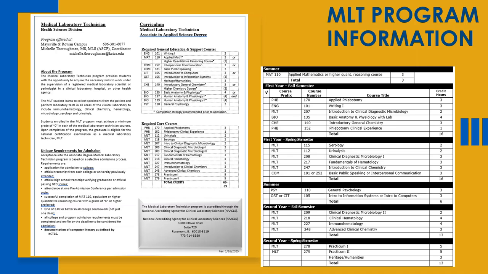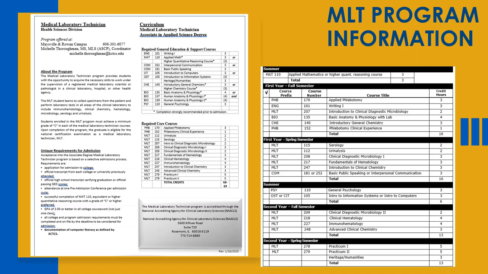Our general education courses consist of English 101, Math 110 or higher, a communications course, a computers course, a heritage humanities course, introductory to general chemistry, Bio 135 basic anatomy and physiology, or Bio 137 and 139, plus general psychology. The program is accredited through the National Accrediting Agency for Clinical Laboratory Sciences. Math 110 or higher must be completed prior to beginning the program.